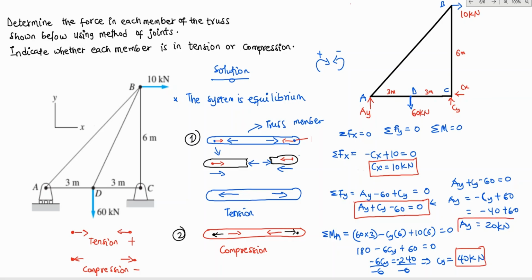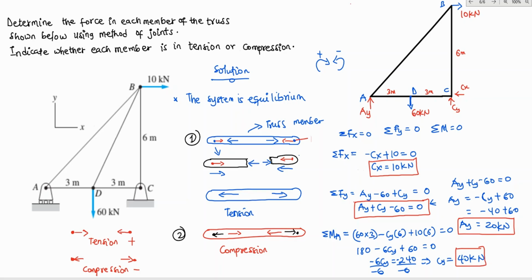Okay, so now that you know the external reaction forces, you can actually consider the forces acting on each of the pin joints. We will use that to determine the reaction forces in the truss members, to tell whether the truss members are in tension or in compression. So let's go ahead and look at that.